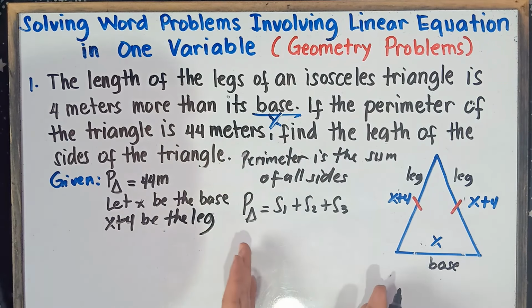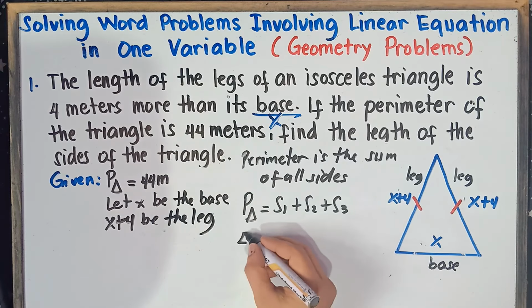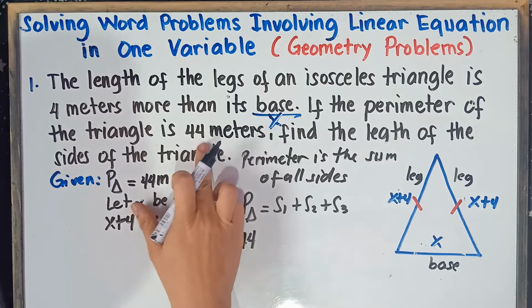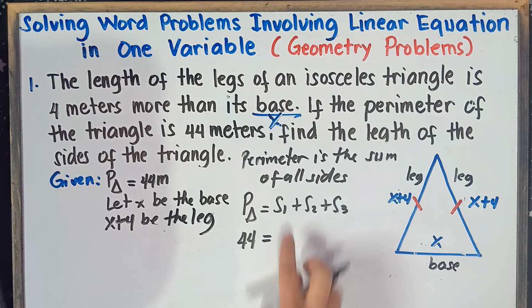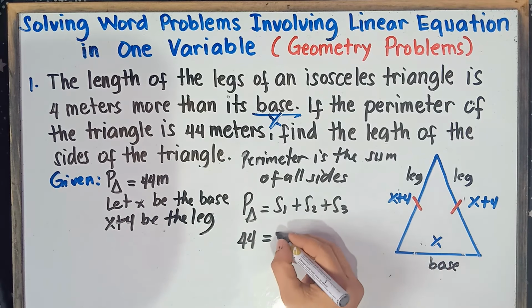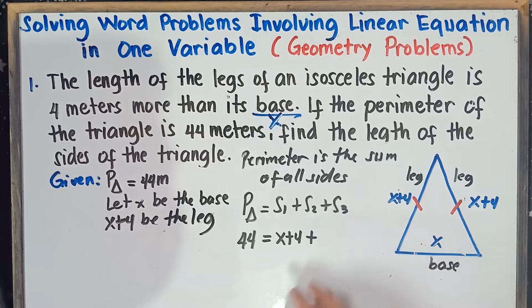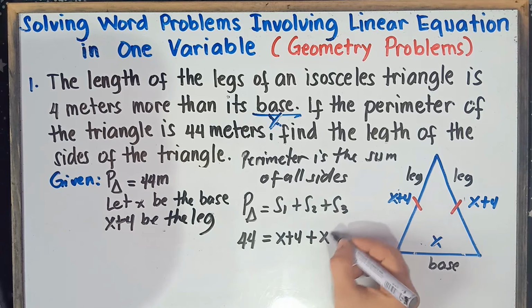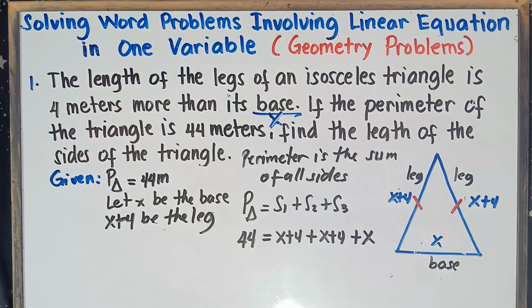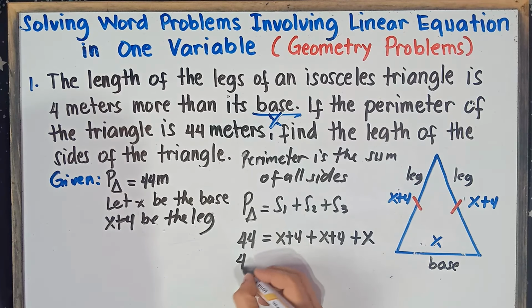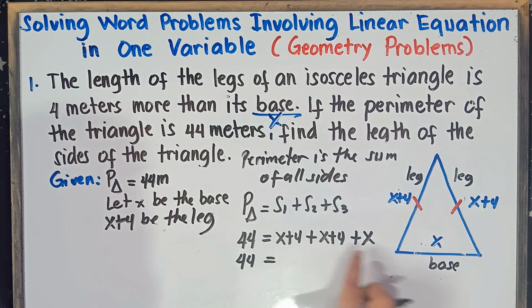We can ignore the units first, so simply write down 44. Once again, class, ignore first the units. 44 meters, I will just write 44. Equals side 1, that would be x plus 4. Plus side 2, that would be x plus 4. And then side 3, that would be x. So this is the base, this will be x.